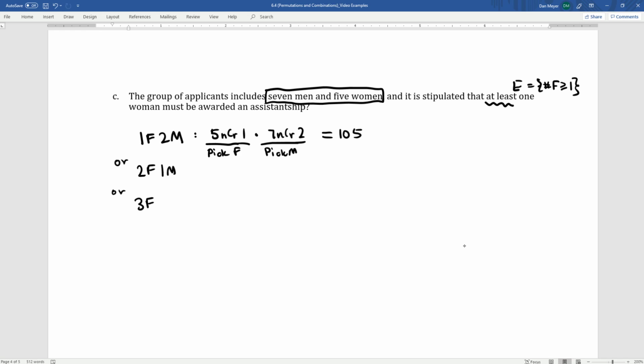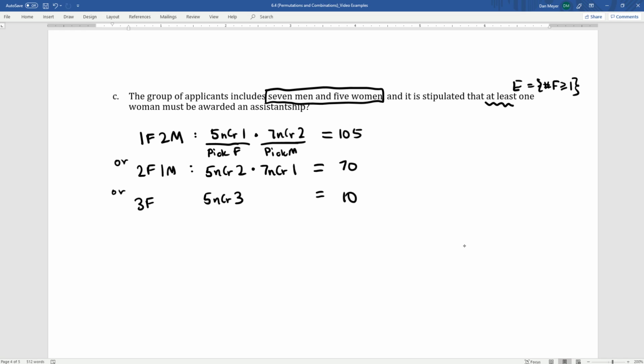In the 2 females, 1 male case, there are 5 women to pick from, and we're going to pick 2 of them. And then right after that, we got a male to pick. There's 7 that we have to choose from. We got to pick 1 of them. And that works out to be 70. And then finally, for the 3 females, we've got 5 females, and then we got to choose 3 of them. That ends up being 10.